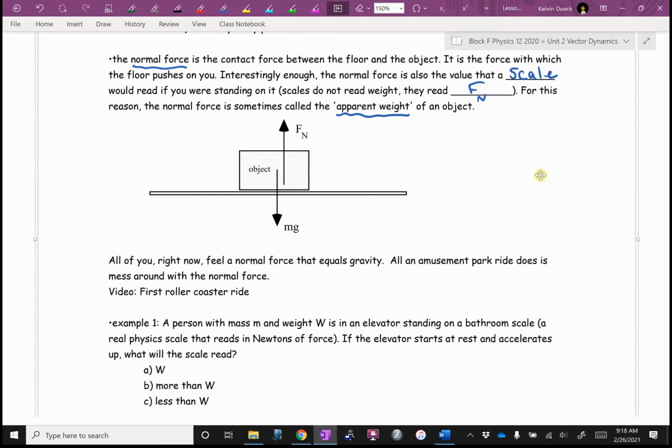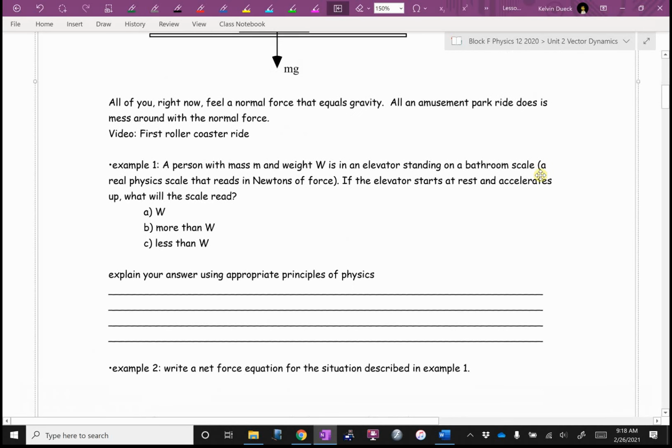Example 1: a person with mass little m and weight big W is in an elevator standing on a bathroom scale, and let's pretend that it's a physics scale that displays newtons instead of kilograms. If the elevator starts at rest and accelerates up, what will the scale read? W? More than W? Or less than W?